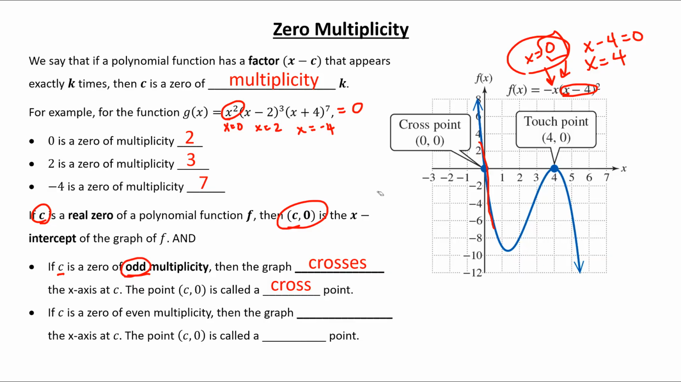If c has an even multiplicity, like the 4, that has an even multiplicity because remember, there were two factors of x minus 4, that would be 4 is a 0 of even multiplicity. Then the function will only touch the x-axis. It will come up, it will touch it, and then it will go back down. Or it will come down and touch it and go back up. That's called a touch point.